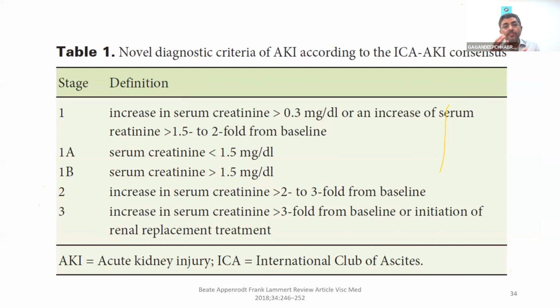Stage 1 is important, in which the increase in creatinine is 0.3 mg per deciliter, or an increase of serum creatinine to greater than 1.5 to 2-fold from the baseline. Now, if the total increase is less than 1.5, it is classified as 1A. If it is more than 1.5, it is classified as 1B stage. But if the increase of the creatinine is more than 2 to 3-fold of the baseline, then it is stage 2. And if the increase is more than 3-fold of the baseline, then it is stage 3.